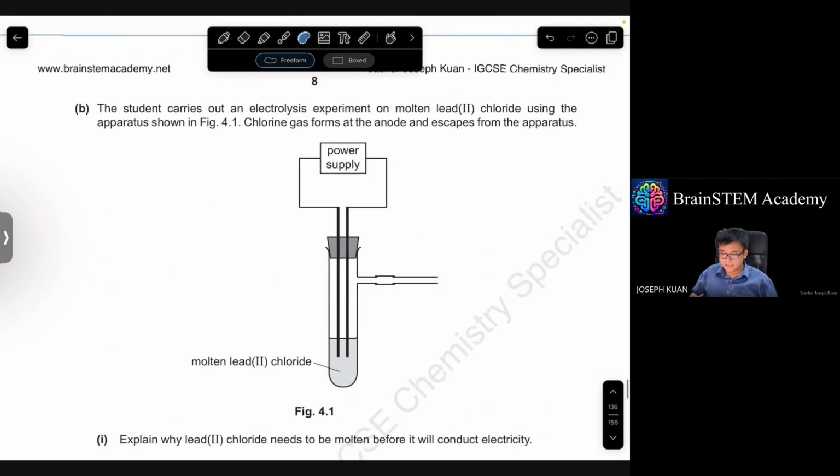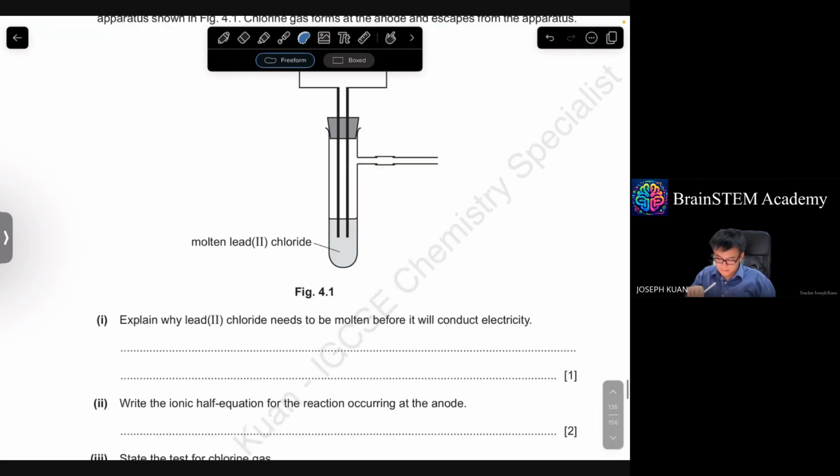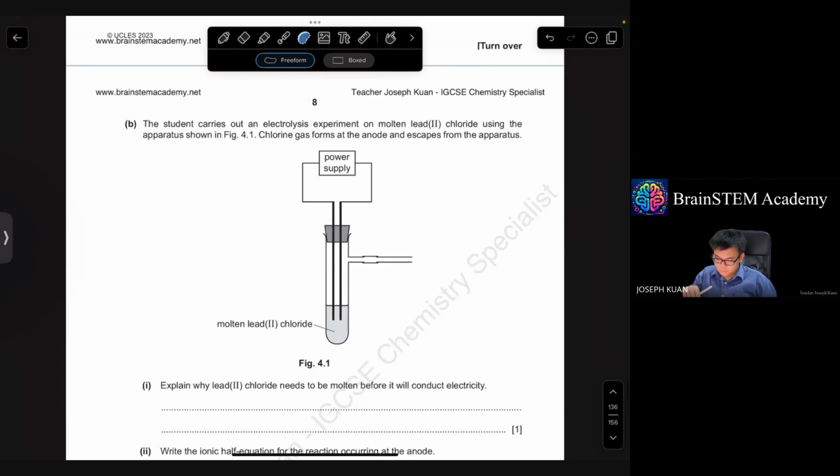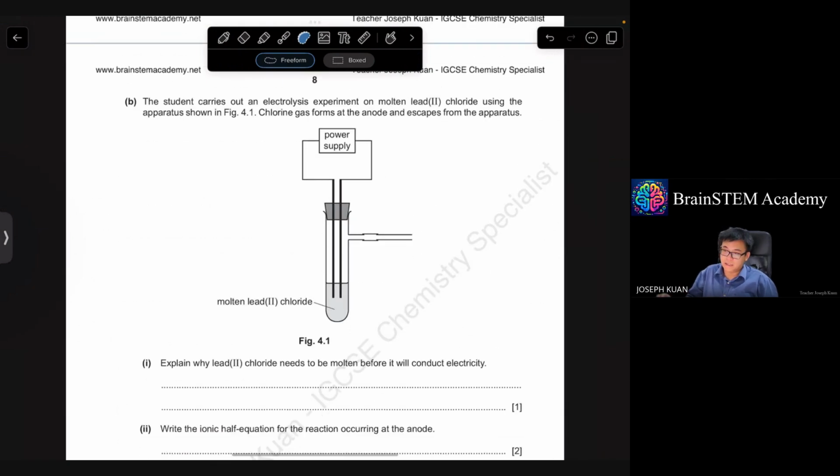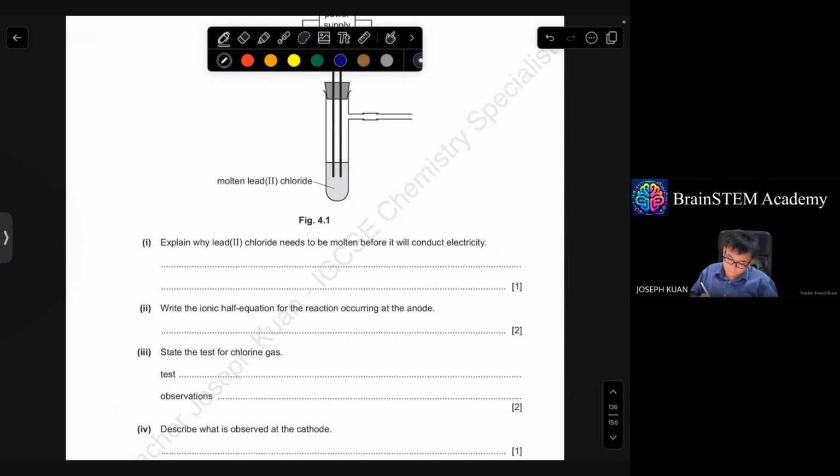Okay, next, a student carries out an electrolysis experiment on molten lead-2 chloride using the apparatus shown in the figure. Chlorine gas is formed at the anode and escapes from the apparatus. Explain why lead-2 chloride needs to be molten before it will conduct electricity, so that the ions are now free to move. In solid state, the ions are not free to move, so it couldn't conduct electricity, so it must be melted first. Then only the ions are free to move, so it can conduct electricity.